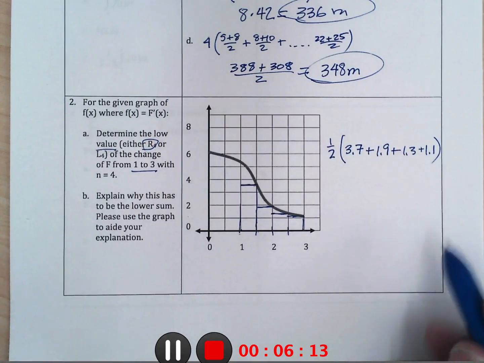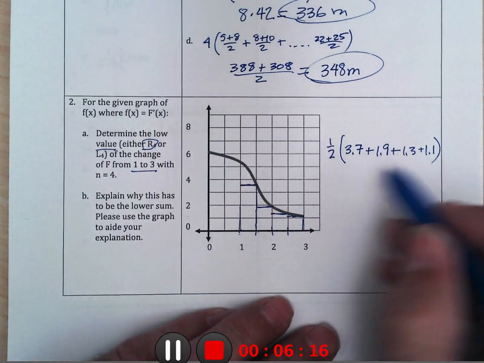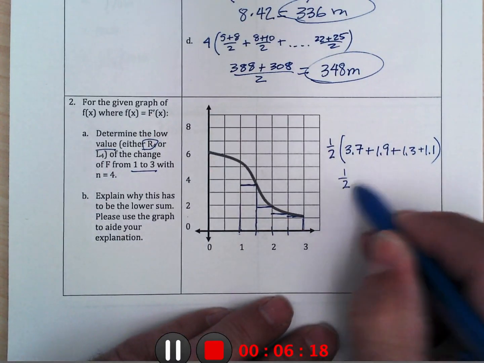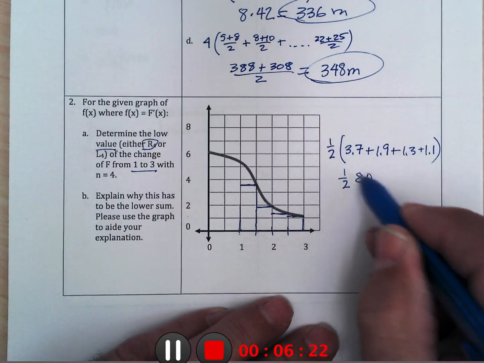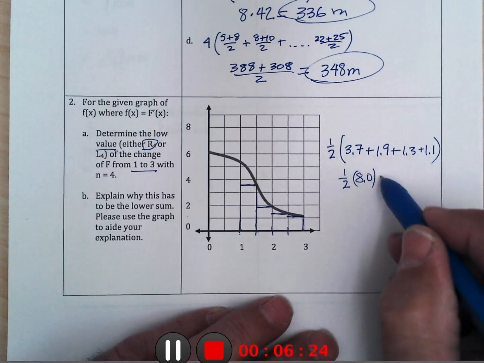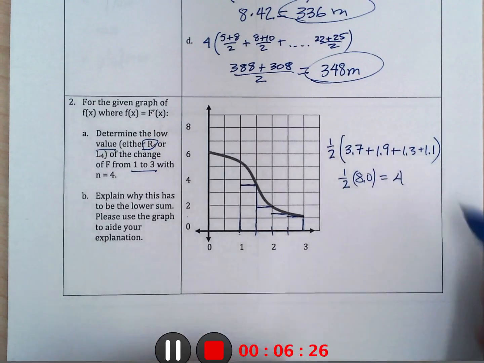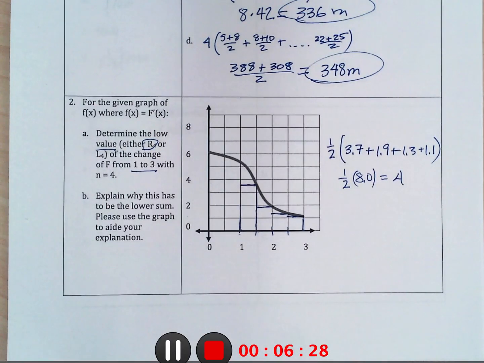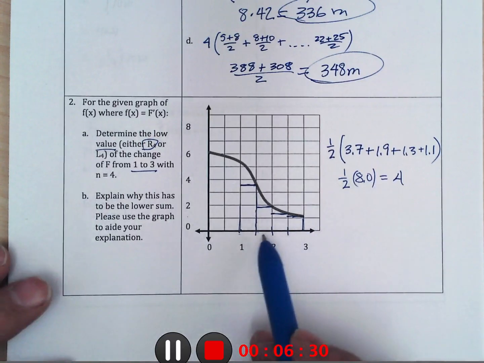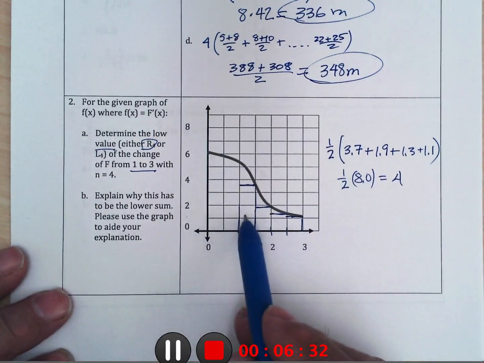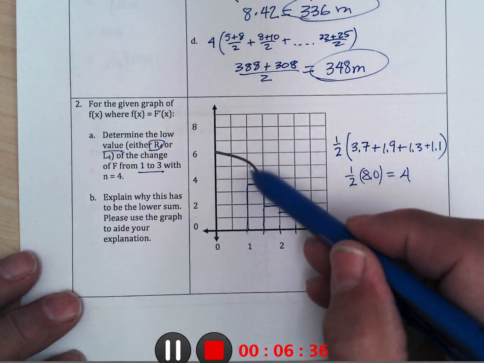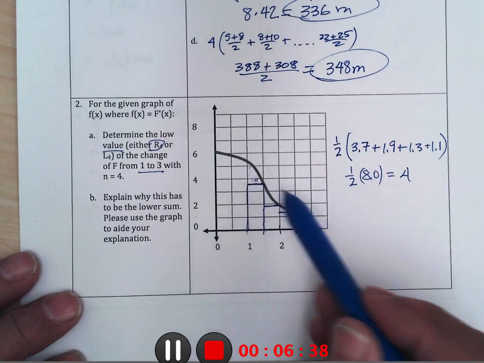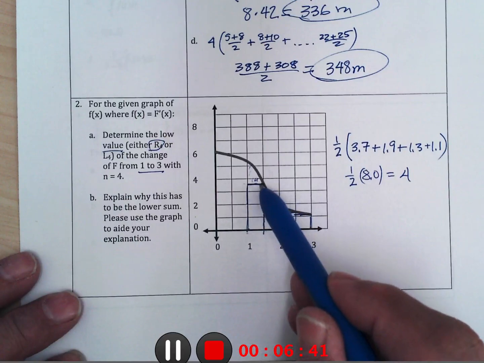Which comes out to be 1/2 times 8.0, I believe, which is 4. That's a rough answer, and these are estimates. And why is this the low? Well, I could explain that each of these rectangles is completely below the curve, leaving out some.